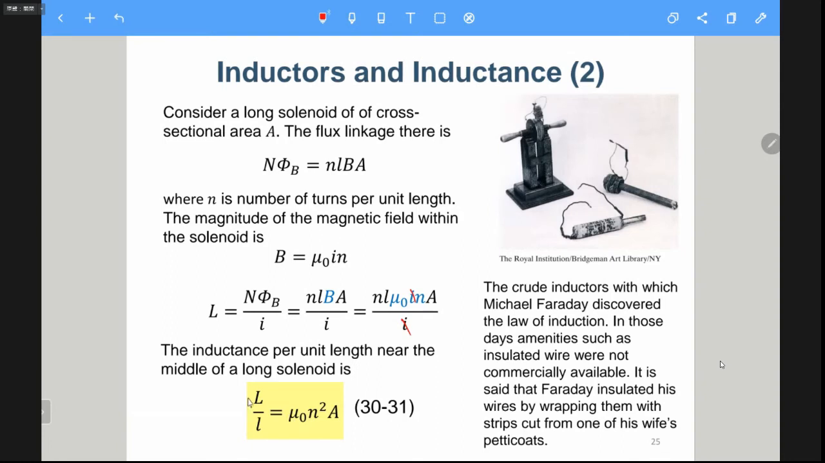If we want to have a larger inductor, then the area should increase, or the number of turns per unit length should also increase. Otherwise, you should have a longer inductor.